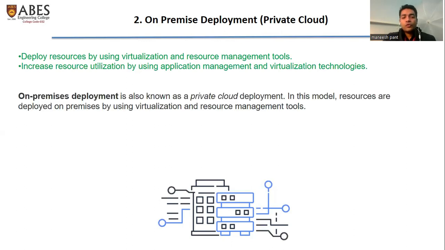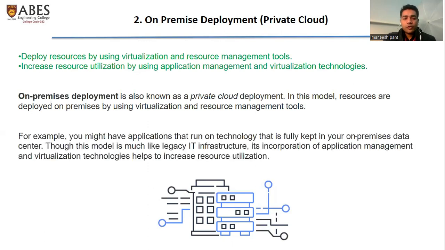On-premise deployment is also known as a private cloud deployment. In this model, resources are deployed on premises by using virtualization and resource management tools. For example, you might have applications that run on technology that is fully kept in your on-premises data center. Though this model is much like legacy IT infrastructure, its incorporation of application management and virtualization technologies helps to increase resource utilization. Okay, so everything will be kept on your premise only in this kind of deployment.